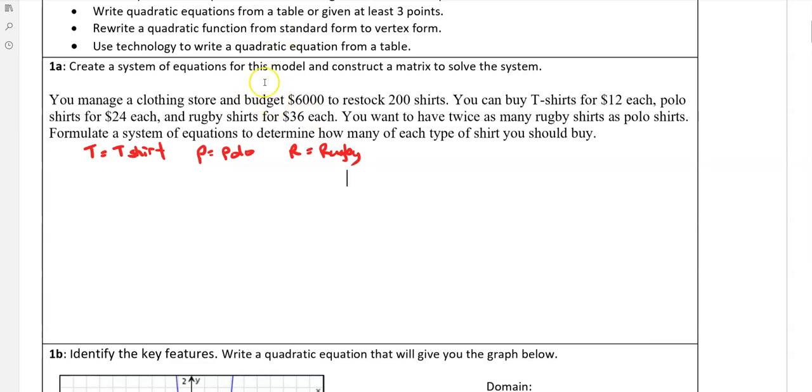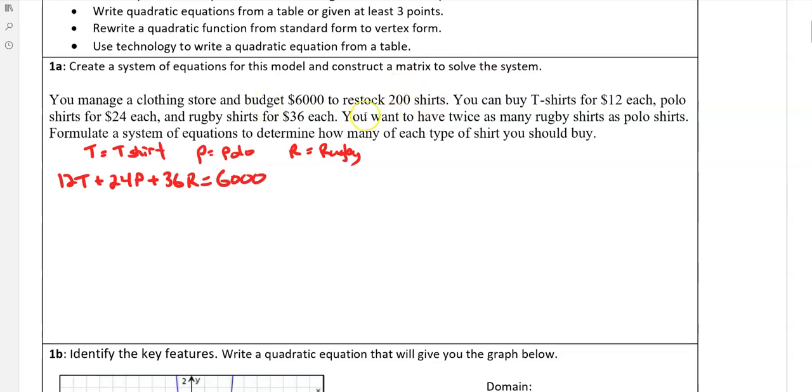The first equation is going to have to do with the money, the $6,000. And so I know the total is going to be $6,000, and I need to use the dollars for each variable. So 12 for T, so that would be 12T plus 24P for polo plus 36R for rugby. And that will add up to 6,000. So that's my first equation.